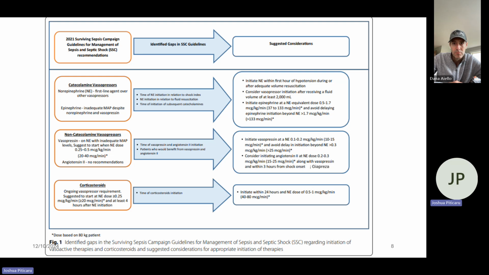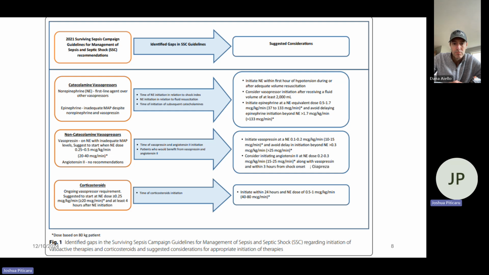And then the last one is about corticosteroids. There are a lot of confounding articles. I think there are 4 big randomized clinical trials, and 2 of them showed improvement in terms of mortality, and 2 did not. But all of them showed less time in shock. So the recommendation is still to start low-dose hydrocortisone, stress steroids. Here they say initiate within 24 hours, at a norepinephrine dose of 0.5 to 1 mic, which is a high dose, 40 to 80 mics per minute. Luckily, we don't wait this long, but again, that's the recommendation there.